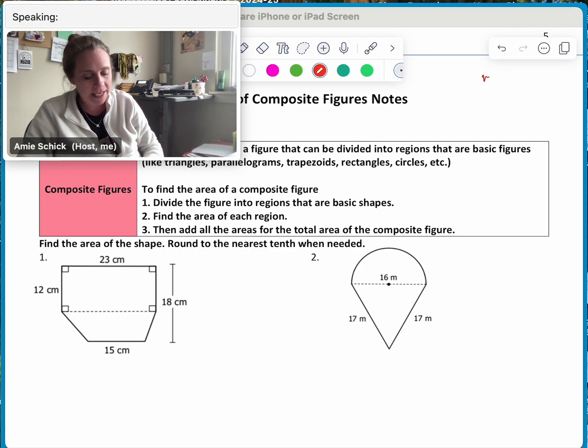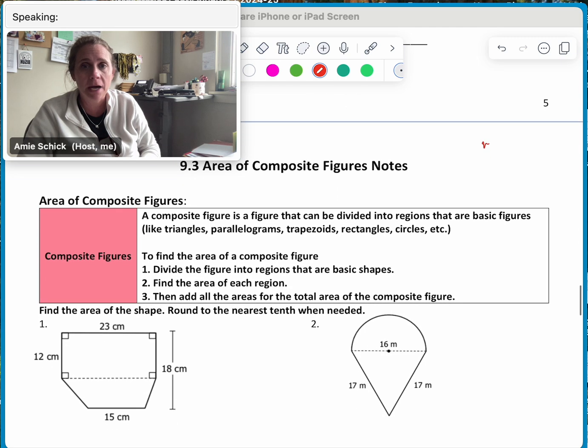We are going to look at some composite figures today, or finding the area of some composite figures.